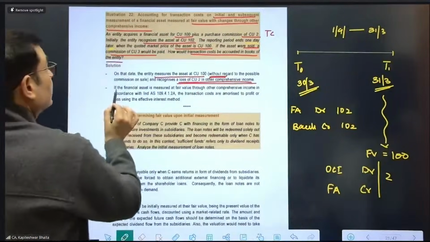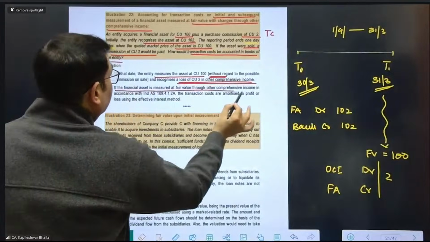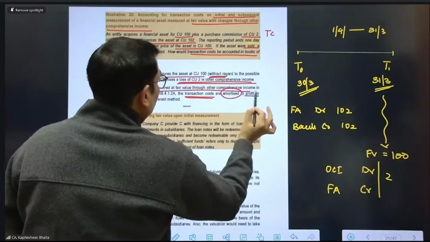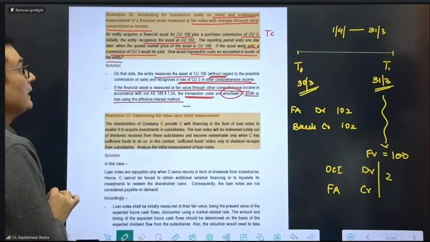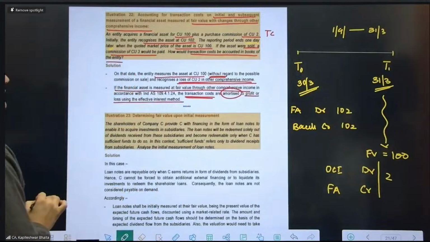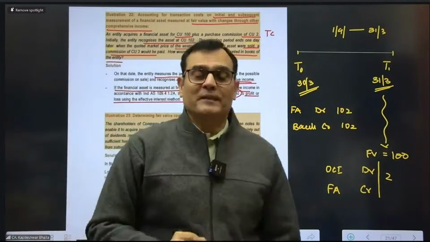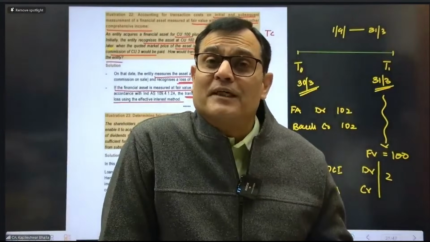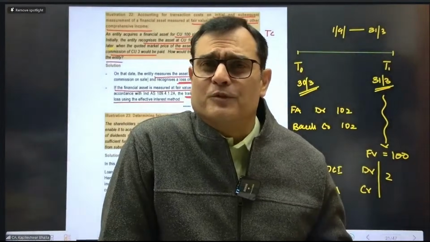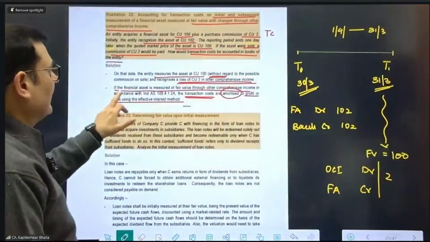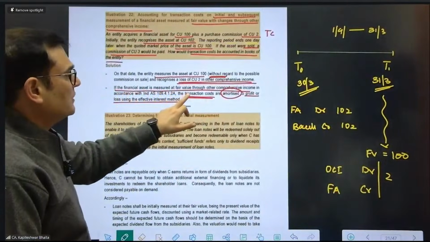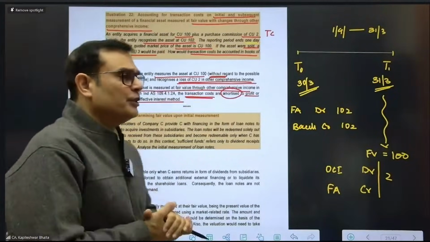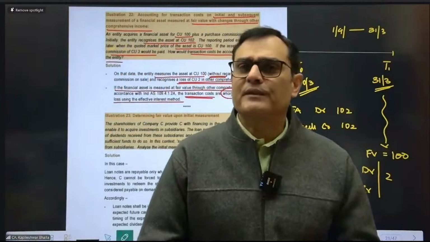Just read this. If the financial asset is measured at FVTOCI, the TC is amortized to profit and loss using EIR. He's made some interesting input in this case. I'd like to tell you something, friends, at this stage. Just hear what he has written. He says that if a financial asset is measured at FVTOCI, we're talking about debt investments, the TC is amortized to P&L using the effective interest rate method in this case.